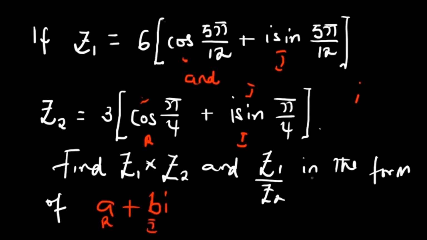For example, if you look here, pi over 4 is the argument, and 5 pi over 12 is also the argument. So these are the arguments for the real part. And for the imaginary part, 5 pi over 12 is the argument for the first one, and pi over 4 is the argument for the second imaginary part.